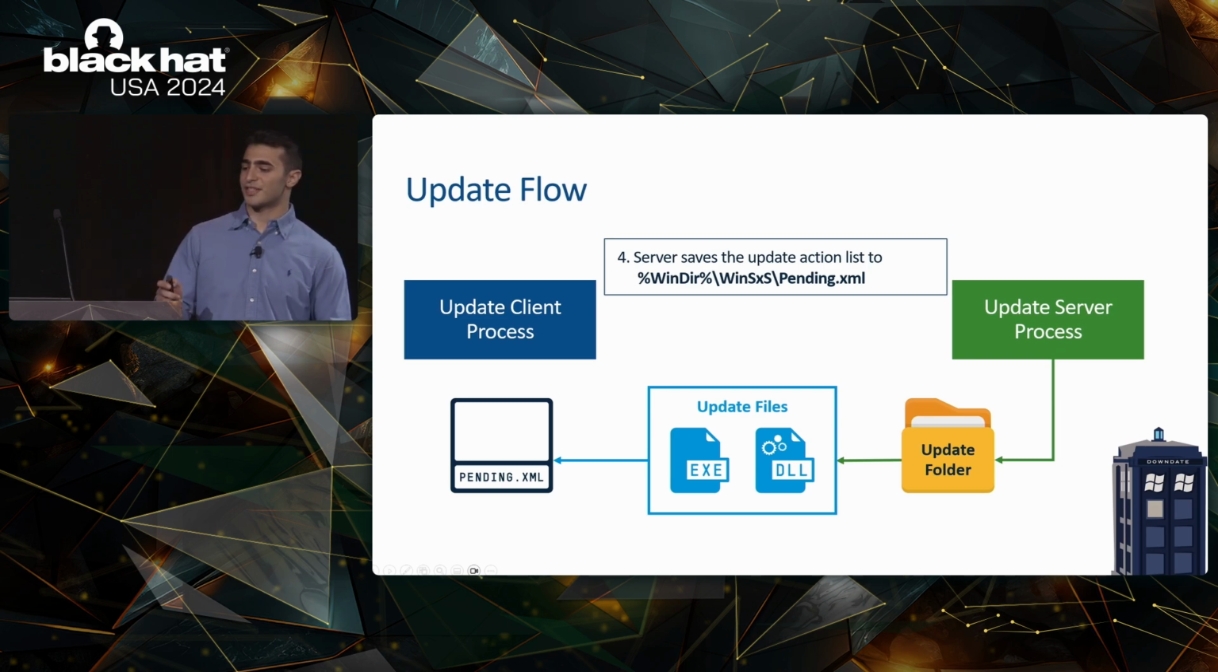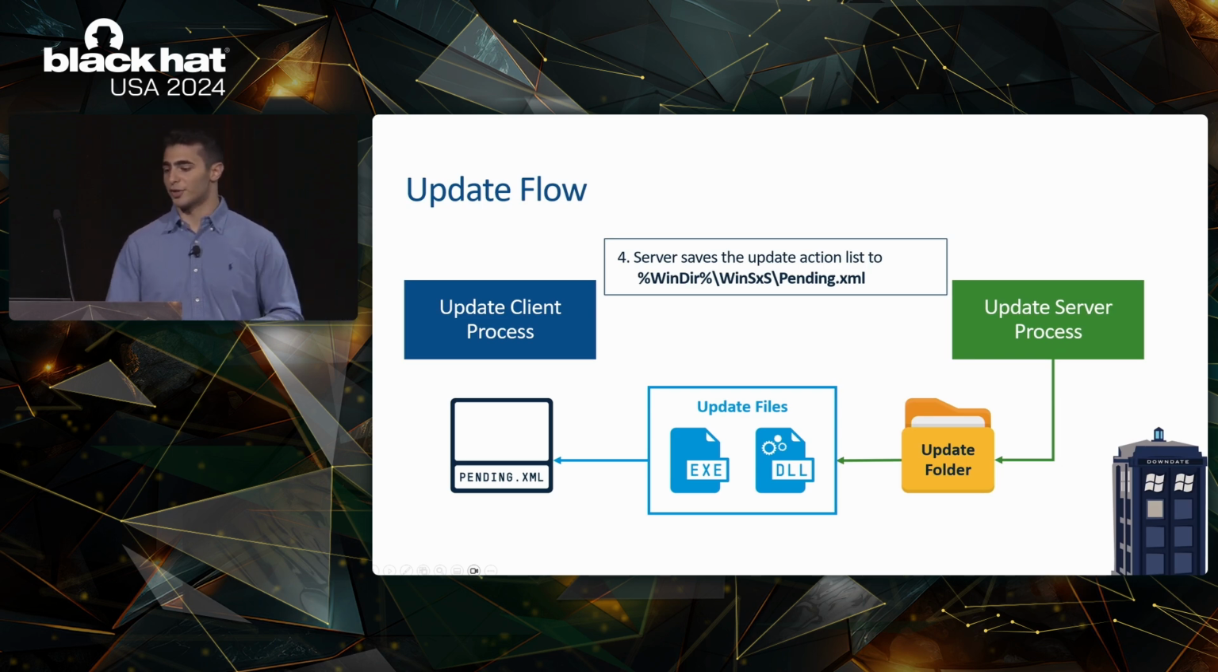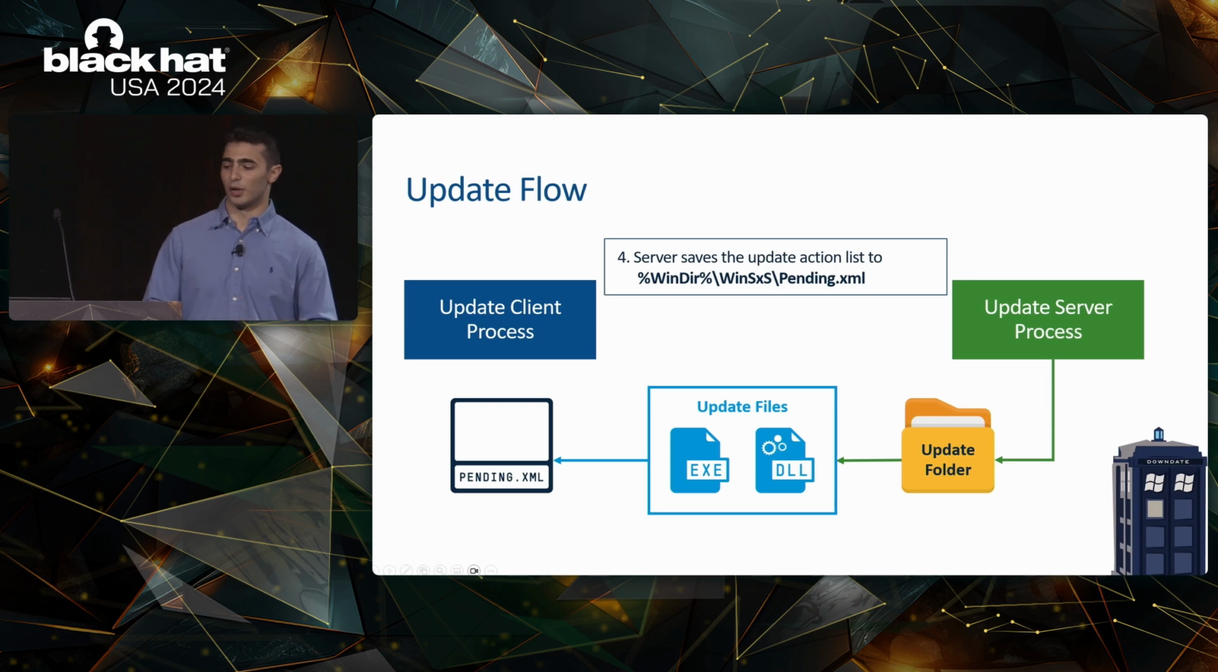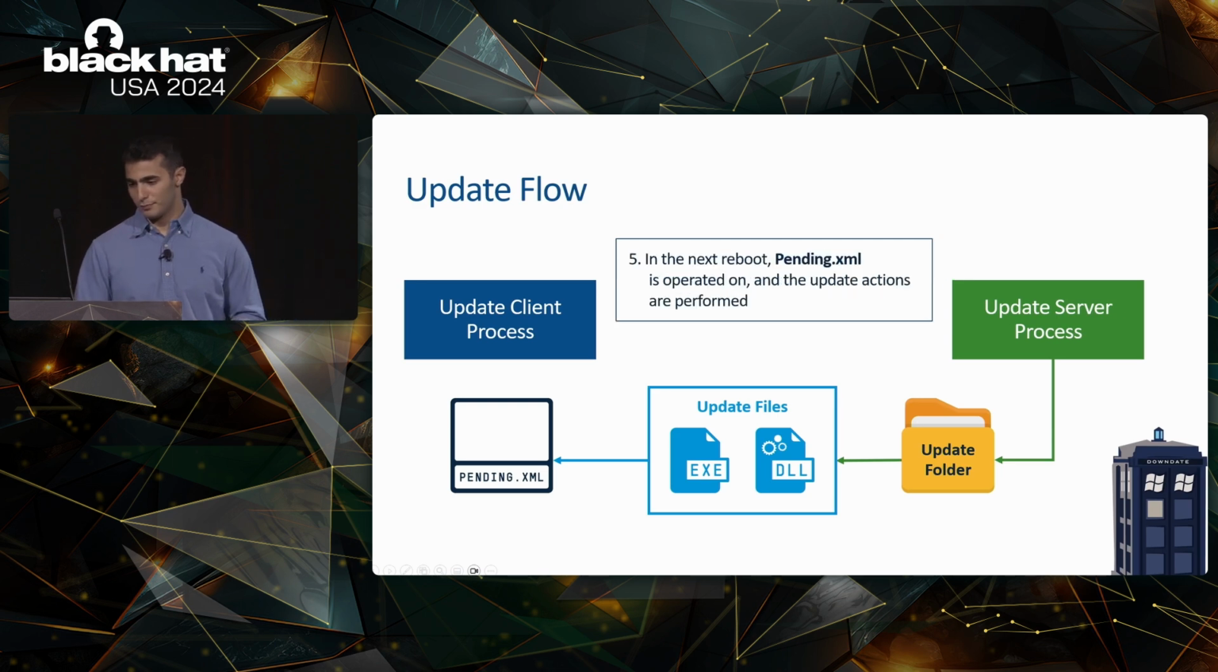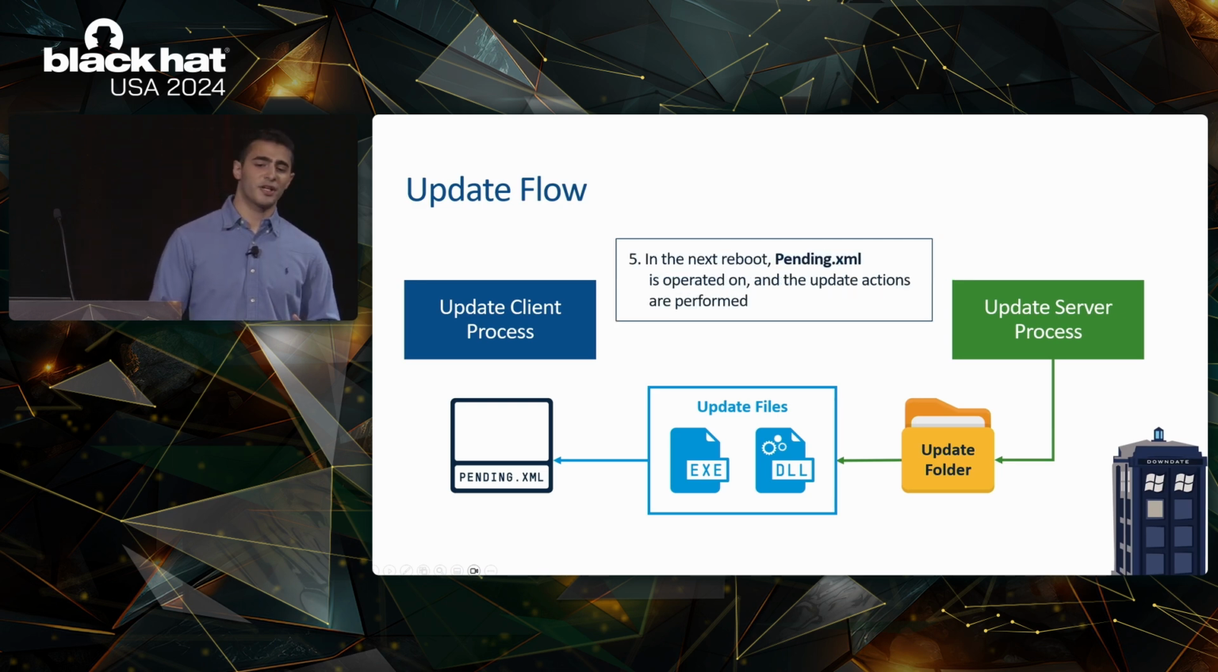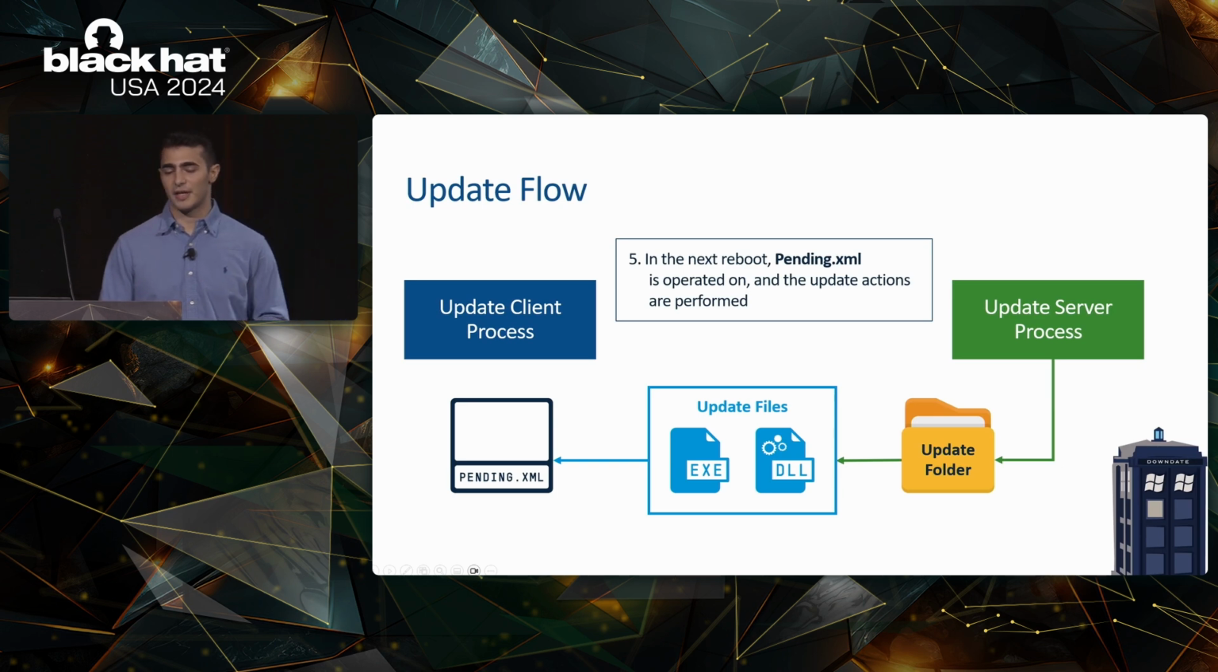Fourth, the server saves an action list to a server-controlled folder as well, also not accessible to the client. This action list is named pending.xml, and it contains the update actions to perform. So for example, it contains which files to update, the source and destination files, etc. Lastly, when the operating system is rebooted, the action list is operated on, and the update actions are performed during the reboot.